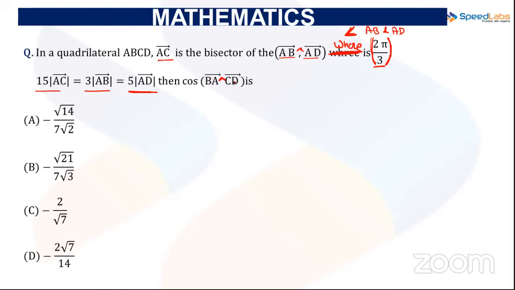So the cosine of the angle between the BA vector and the CD vector means you have to find the dot product of BA and CD. Yes, so attempt this question and tell me what will be the answer to this.